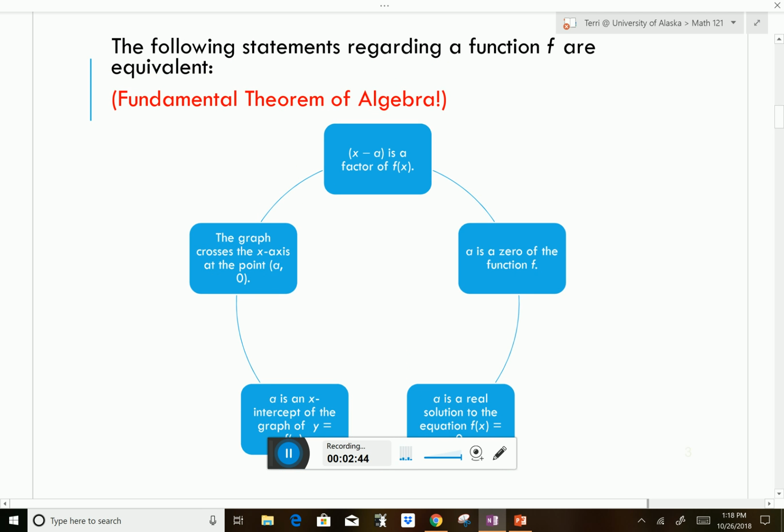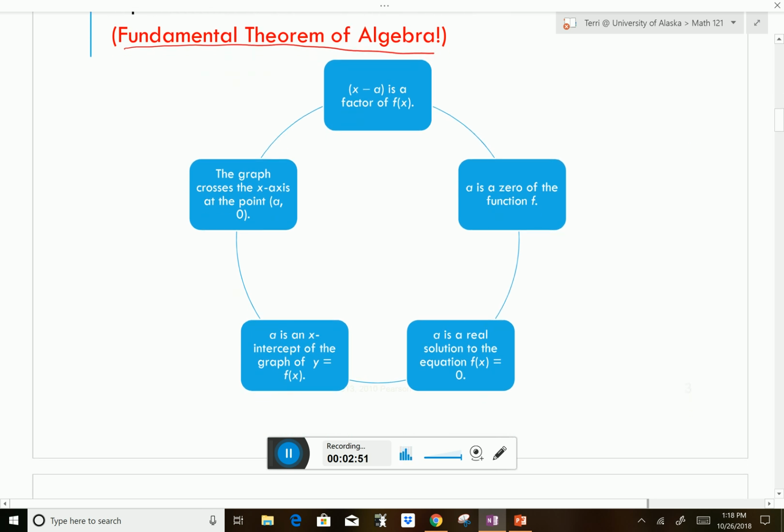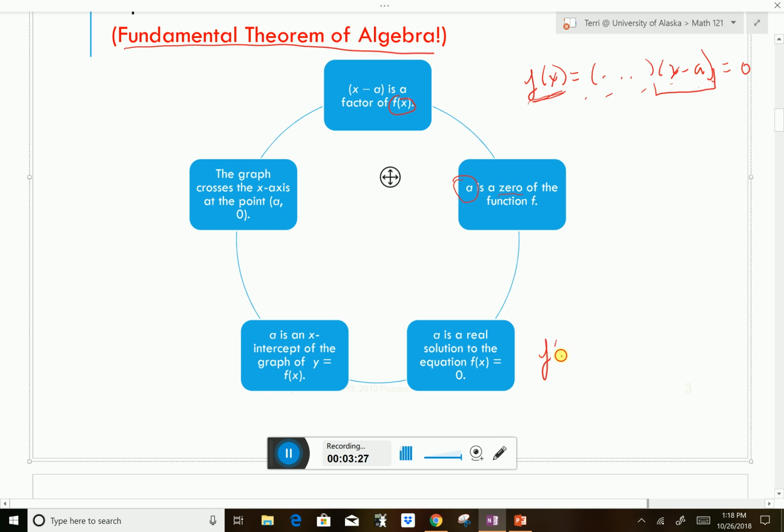So let's start with a very, very important thing, which is the fundamental theorem of algebra. All of these statements mean exactly the same thing. If I have some function f of x, and I factor f of x, and I have something else in here, and then I have x minus a right here, and this comes out perfectly, x minus a is a factor. X minus a is a factor of f of x is the same as saying a is a zero of the function, because of the zero product property, of course, this is equal to 0. So a is a 0 of the function. A is the real solution to the equation f of x equals 0. A is an x-intercept, because zero and x-intercept mean the same thing.